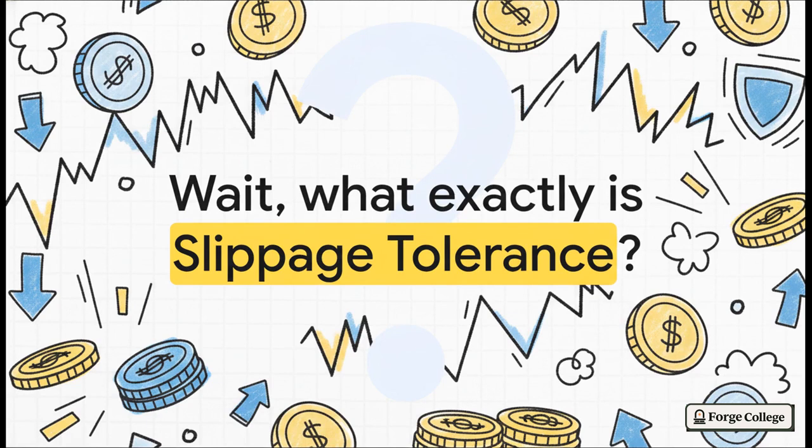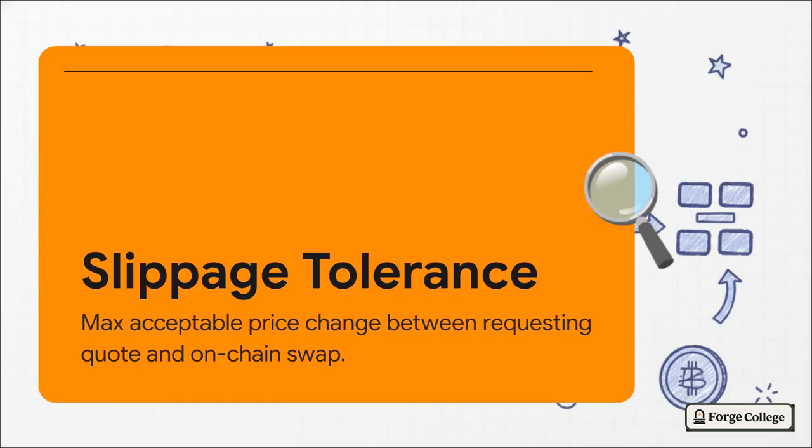But wait, you might be looking at that last parameter and thinking, what exactly is slippage tolerance? It's honestly critical for protecting your users' funds from sudden market volatility. Slippage tolerance is just the maximum acceptable price change between requesting a quote and executing the actual on-chain swap. It is exactly like telling a barista, hey, I'll still buy this coffee if the price goes up 5 cents while I'm standing in line, but if it suddenly jumps by a whole dollar, I'm firmly walking away. Crypto markets move incredibly fast, right? So this ensures you don't get a terrible deal in the few seconds it takes to process your transaction.